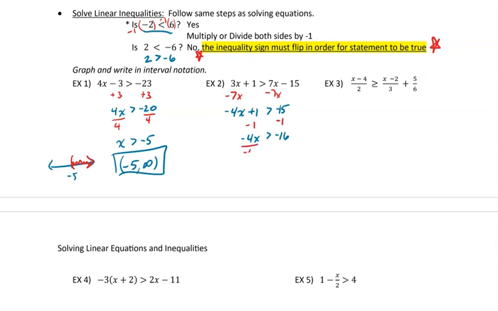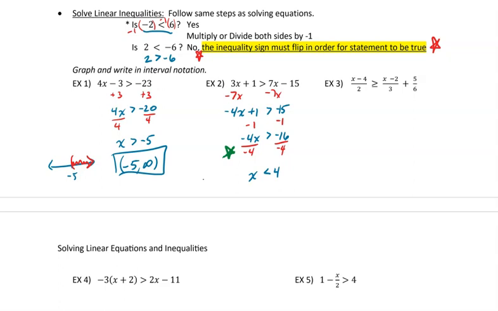And then we're going to divide both sides by -4. But remember, this time we are dividing by a negative. So this time we are going to need to flip that inequality. So we're going to have x is less than +4.